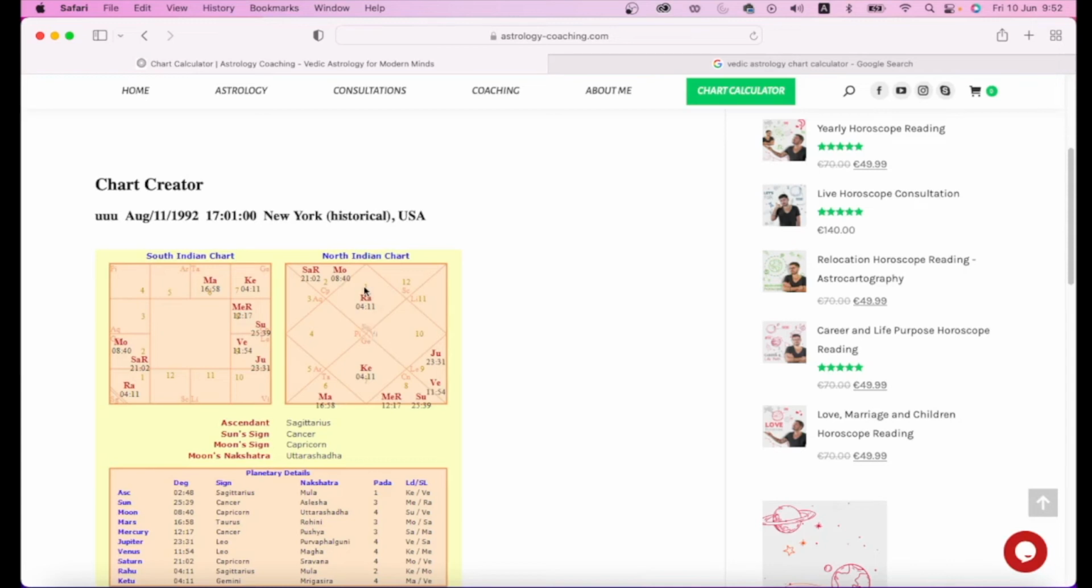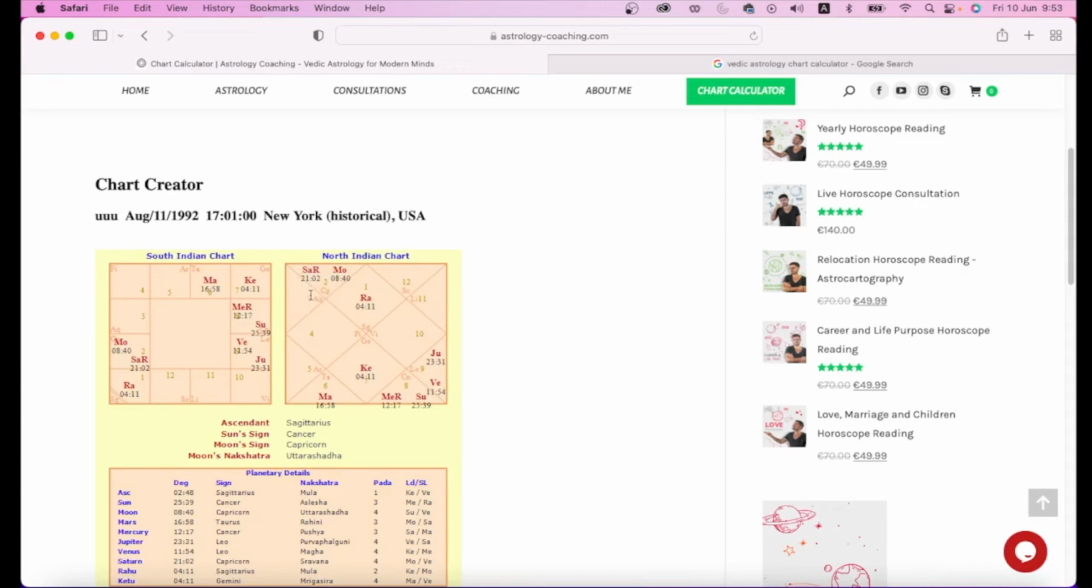Don't look at these numbers. These numbers don't show the number of the house. They show something else. So basically you have to check whether there is a planet here, the red one, Rahu, and here is Sagittarius, SG. The second house, this is always the second house, has Saturn and Moon, and this is CP, which is Capricorn.